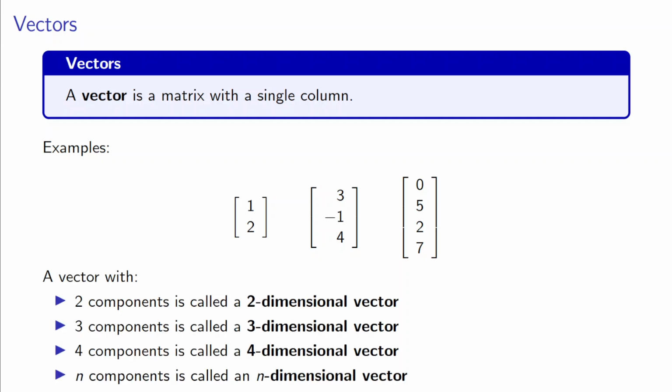These examples are vectors with 2, 3, and 4 components. A vector with 2 components is called a two-dimensional vector. With 3 components, a three-dimensional vector. With 4 components, a four-dimensional vector. And in general, we might talk about an n-dimensional vector.